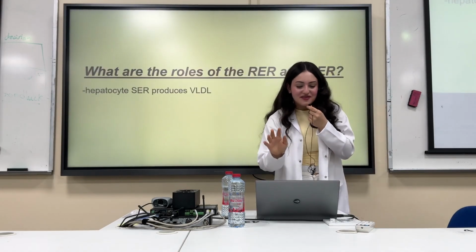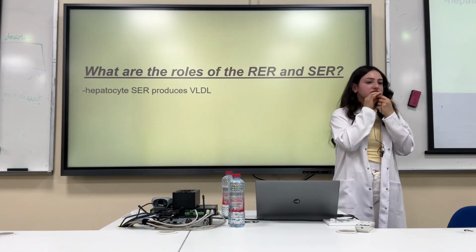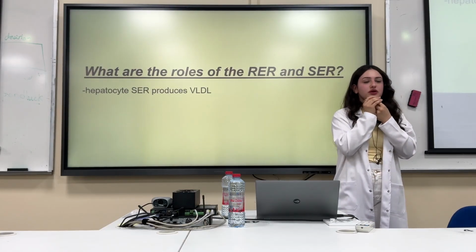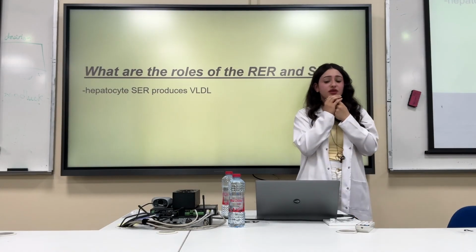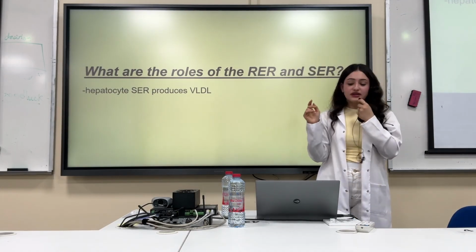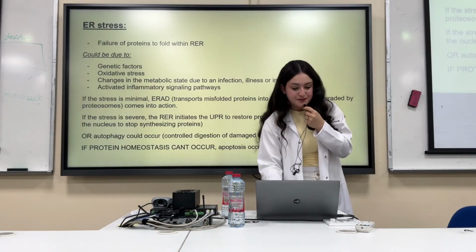Okay. There is a special role for the smooth endoplasmic reticulum of hepatocytes. What are hepatocytes? Yalla fast. Don't raise your hand. Answer. Liver cells. They produce what? VLDLs. VLDLs are very low density lipoproteins.